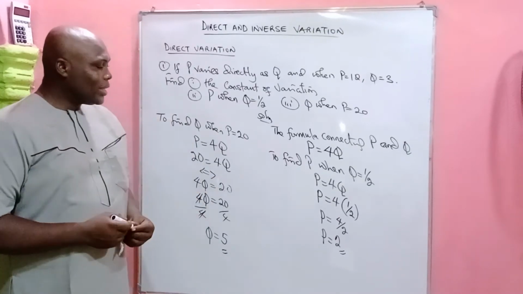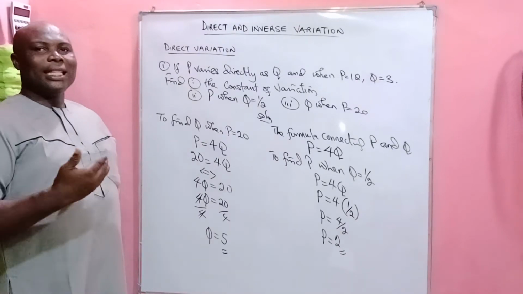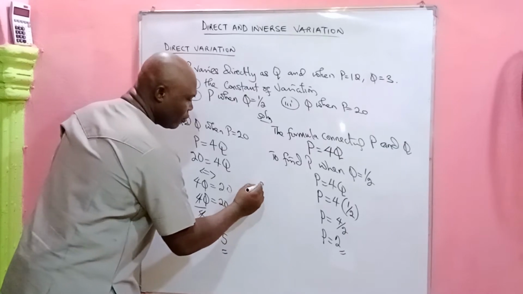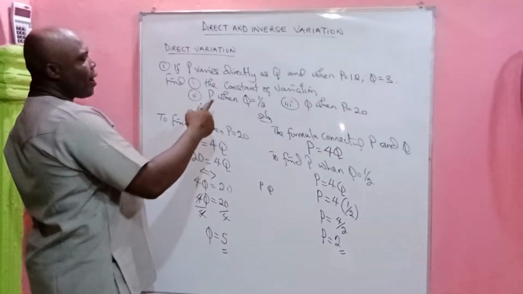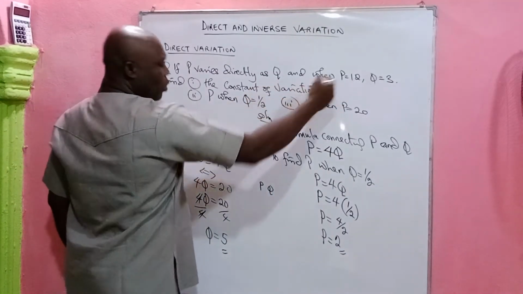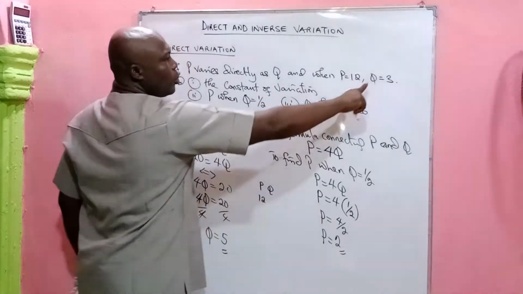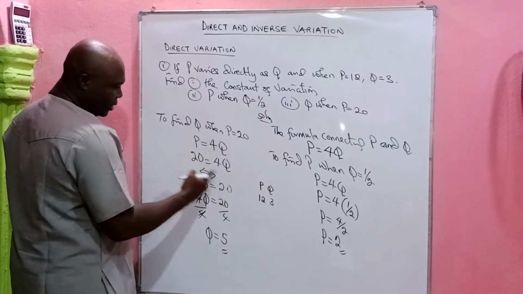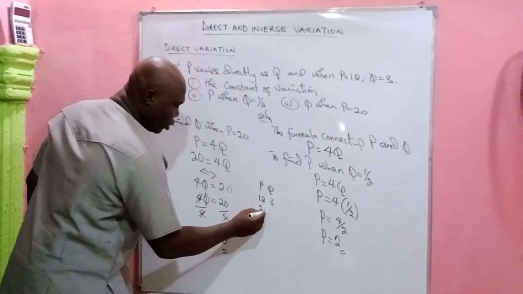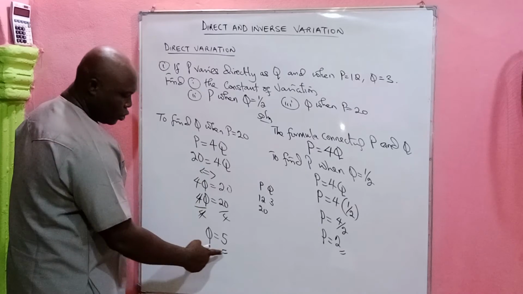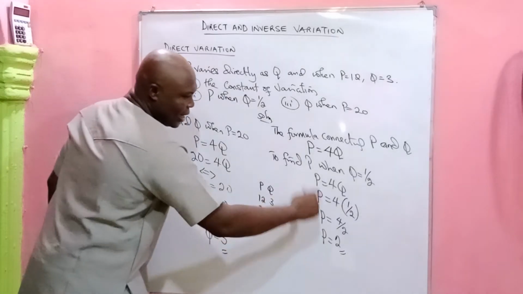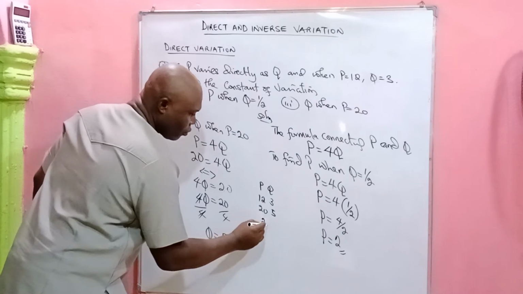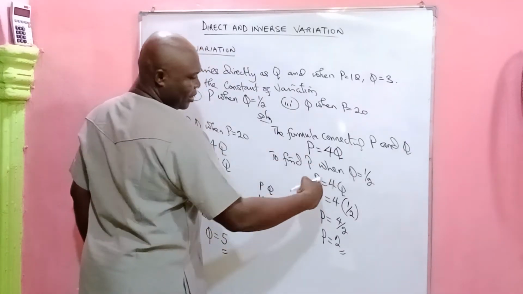All right, so notice that we have direct variation here. How do you know? Okay, let's go back. So this is P and this is Q. When P was 12, Q was definitely 3. All right, here, when P is 20, Q gave us 5. And here, when P was 2, all right, Q itself was half.